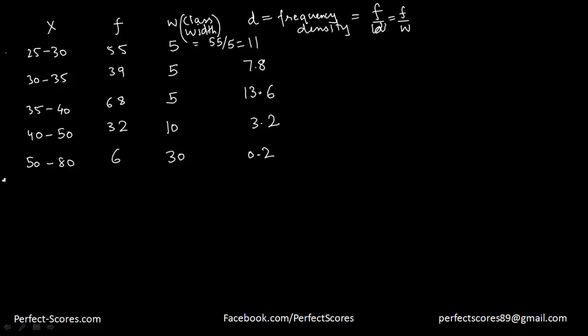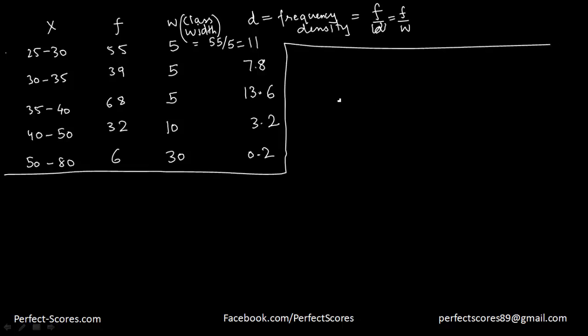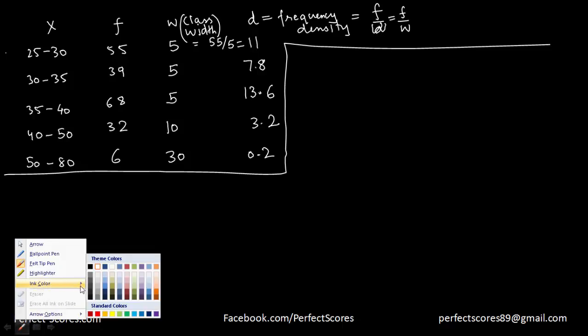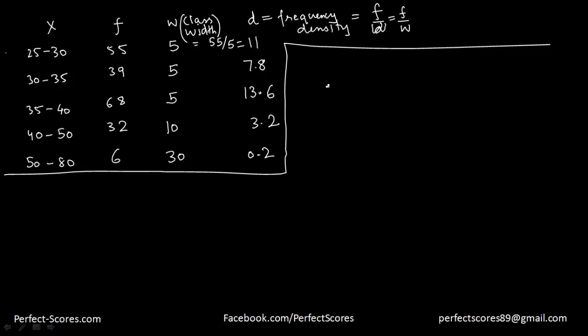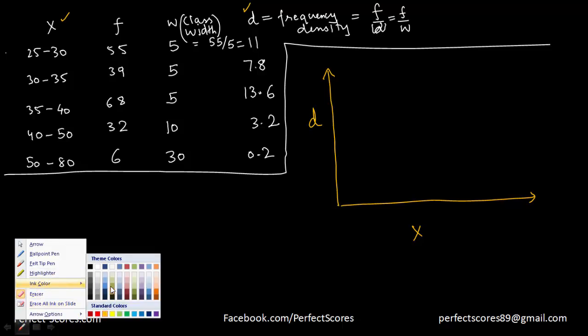Now it's time to go ahead and create the histogram. Using this table, I'm going to create the histogram, and I'll use a different color. On the y-axis, I'm going to have the frequency density, and on the x-axis, I'm going to have the x values. That is what your histogram is going to look like.